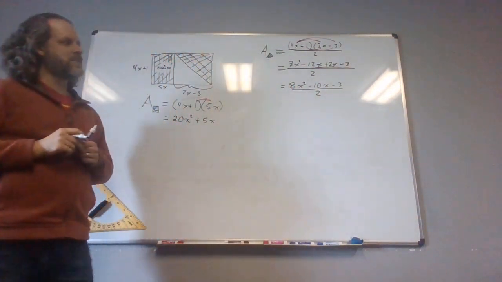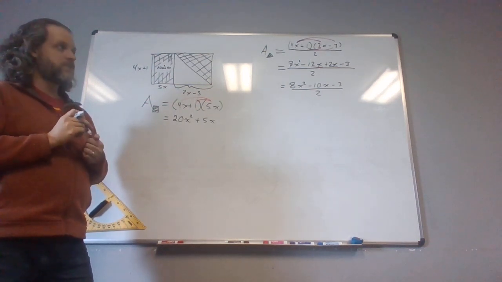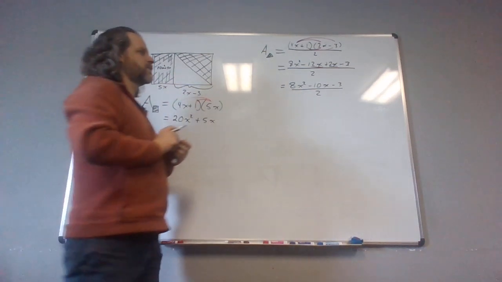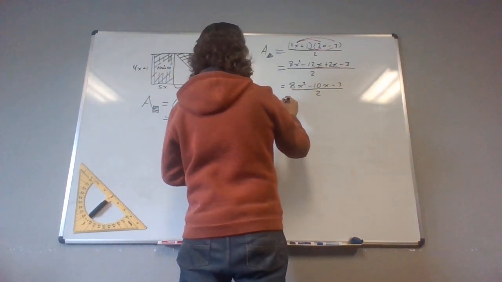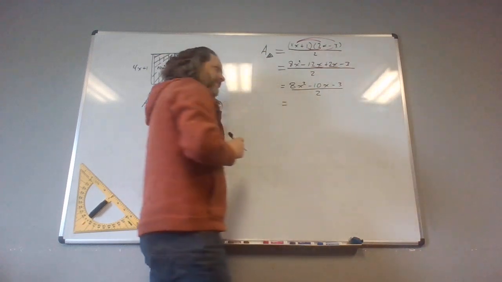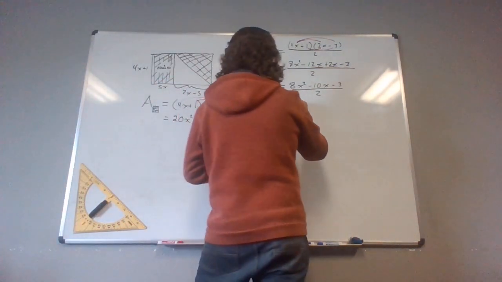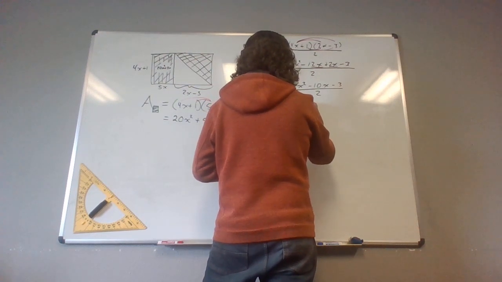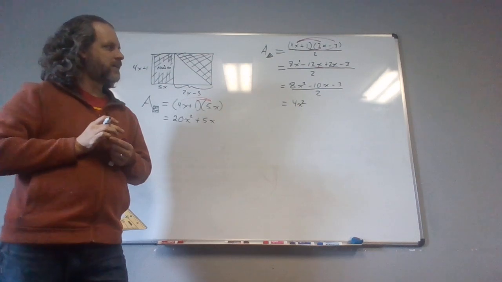Okay, now what can we do to simplify that? Divide the 2 on everything. That's a great idea, because then we can combine with stuff over here in a minute. What's 8x squared divided by 2? 4x squared. And negative 10x divided by 2. Negative 5x.